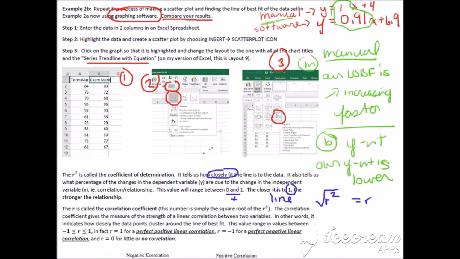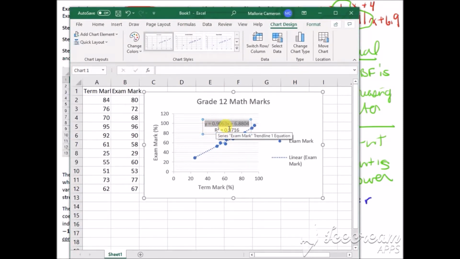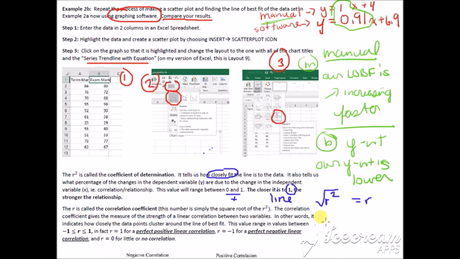Okay, so on our graph, we get r squared equals 0.9716. Now the r is what we're really interested in. The r is called the correlation coefficient. What we do is we take the r squared and we root both sides. So this root and this squared go away, and we're left with, for this one, root 0.9716. I get 0.9856. I'm going to round up to almost 0.99.